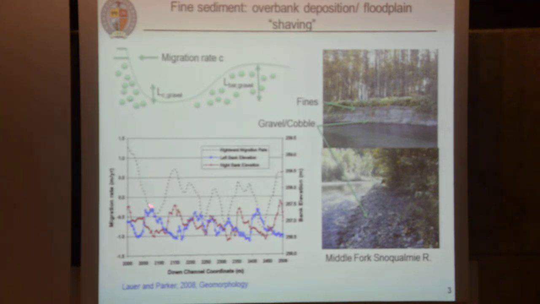This shows a plot of the rightward migration rate in the dots, and then the blue and the red are the bank elevations. So if this is a positive number, it's migrating towards the red line. Okay? So in this case, high number of rightward migration. It turns out the right side bank is high. Same here, same here. If it's migrating to the left, the left bank tends to be higher. Okay? So this overall accumulation of fine material is one way that you can explain that. I'll talk about a few other possible explanations later on.